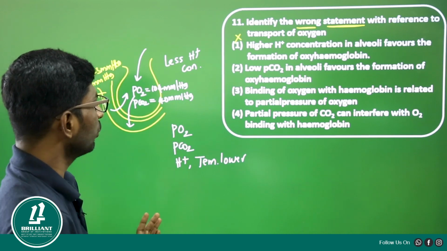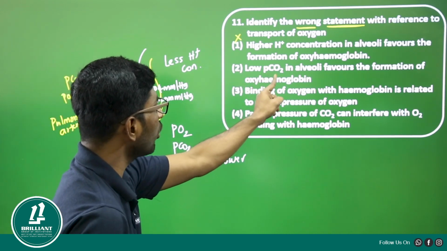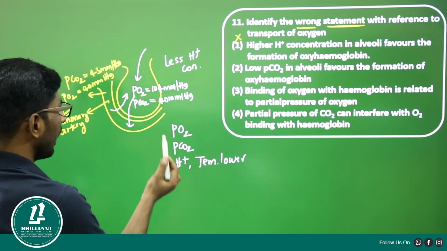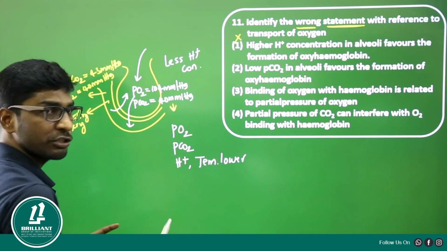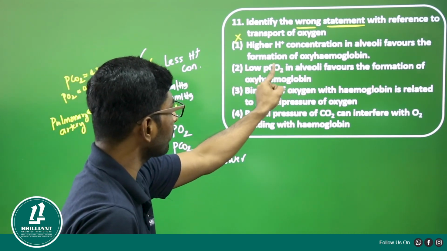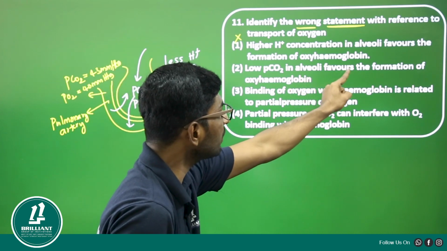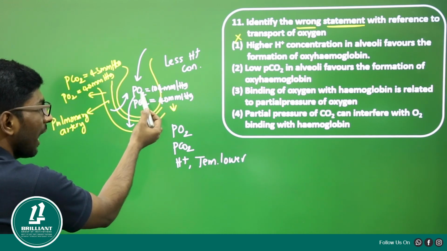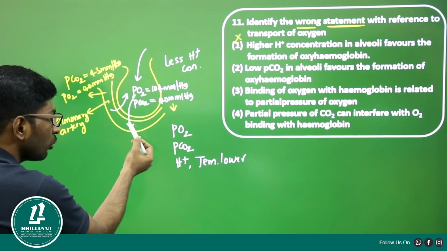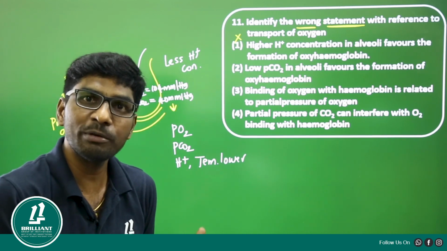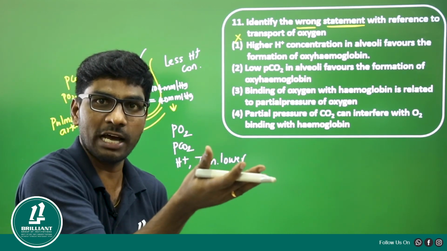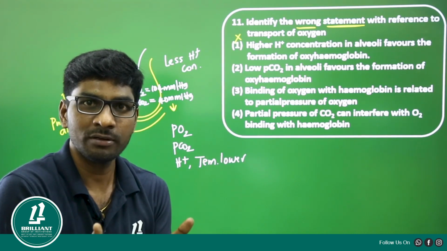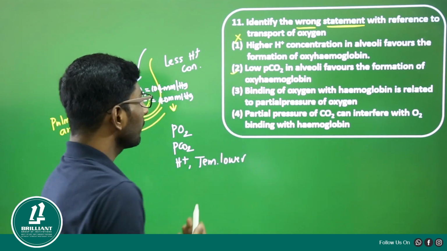Fine. Look at this second option. Low PCO2 in alveoli. Look at here. Low PCO2, it is 40 mmHg only. Low partial pressure of carbon dioxide in alveoli favors the formation of oxyhemoglobin. When low partial pressure of carbon dioxide, high partial pressure of oxygen can diffuse the oxygen into the blood. So oxyhemoglobin forms. Right? More oxygen in alveoli, it diffuses into the blood and binds with the hemoglobin and oxyhemoglobin forms. It is the right answer. So this statement is correct.